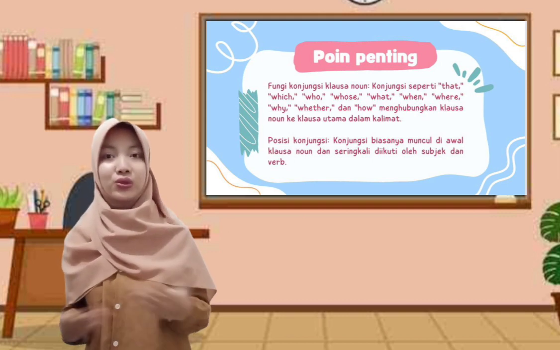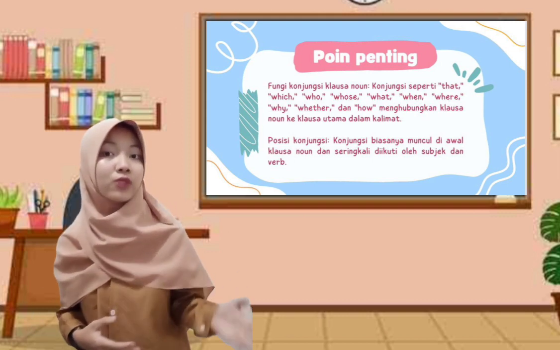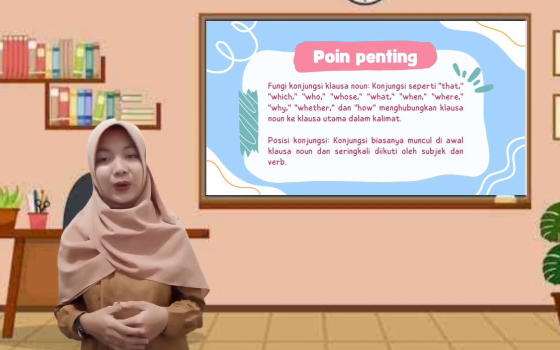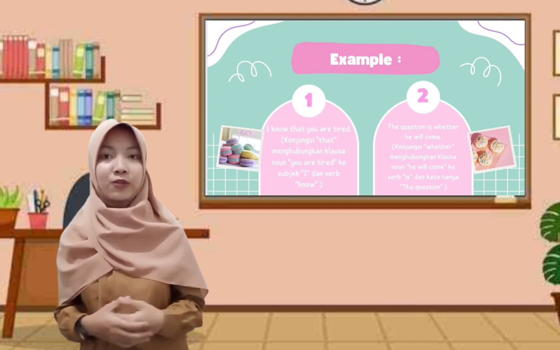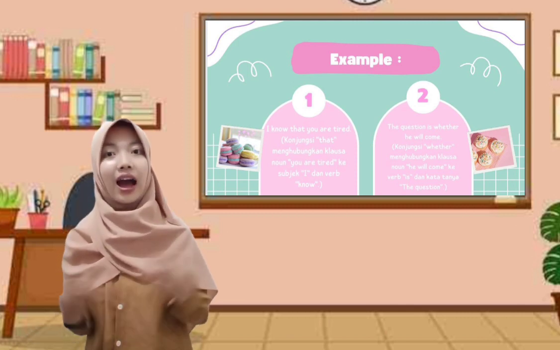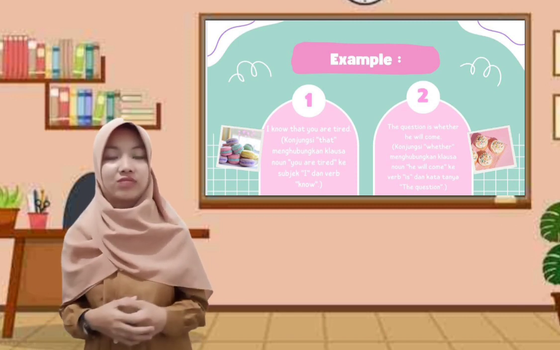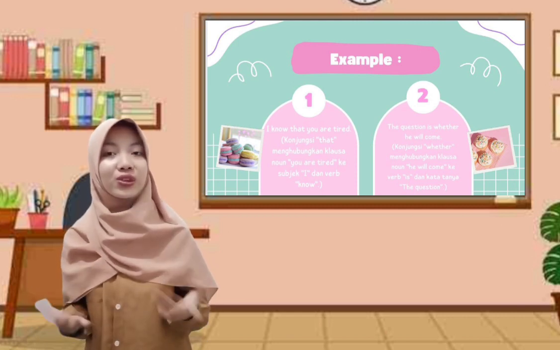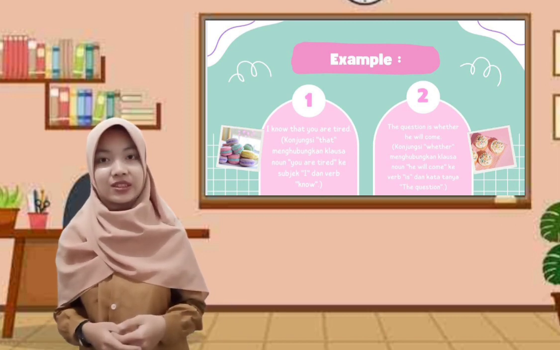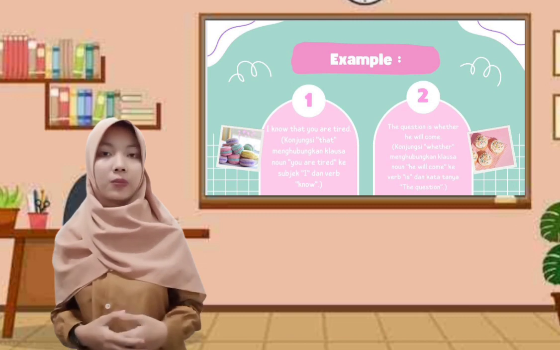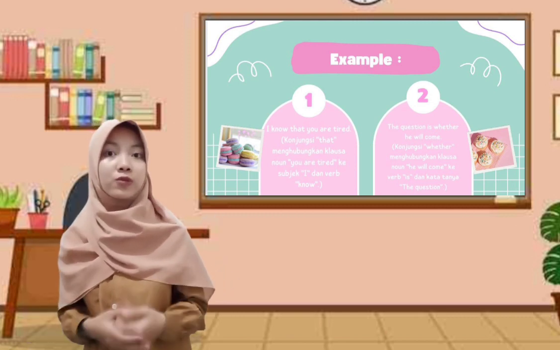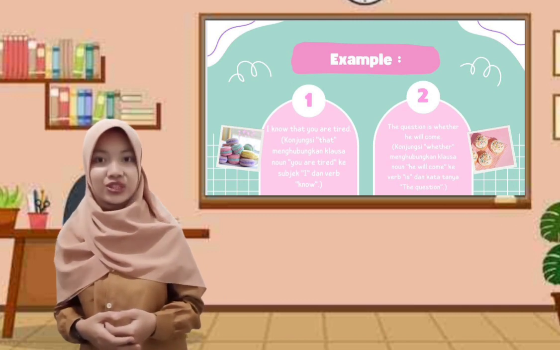Conjunction position. Conjunctions usually appear at the beginning of a noun clause and are often followed by a subject and a verb. Okay, here are some example sentences that describe skill 9. For example, I know that you're tired. Conjunction that connected noun clause you're tired to the subject I and the verb know. Second example, the question is whether he will come. Conjunction whether connect the clause he will come to the verb is and the question word that question.